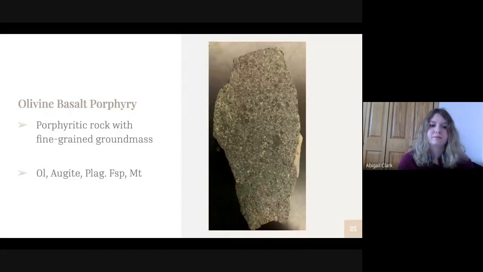And then this olivine basalt porphyry, it's a porphyritic rock with a fine-grained groundmass with olivine, augite, plagioclase, and magnetite. The olivine, augite, and plagioclase form phenocrysts as well as the entire groundmass. But I am also arguing that this is an alkali olivine basalt instead of just an olivine basalt.